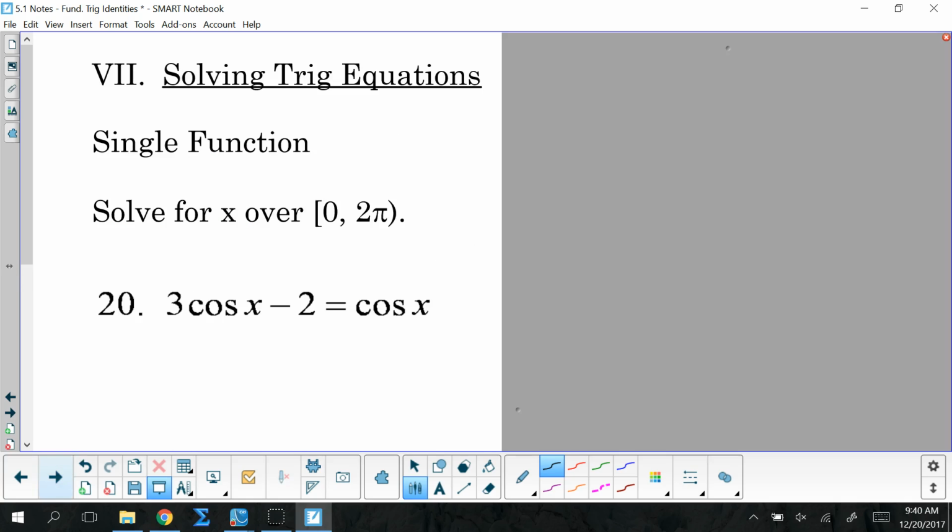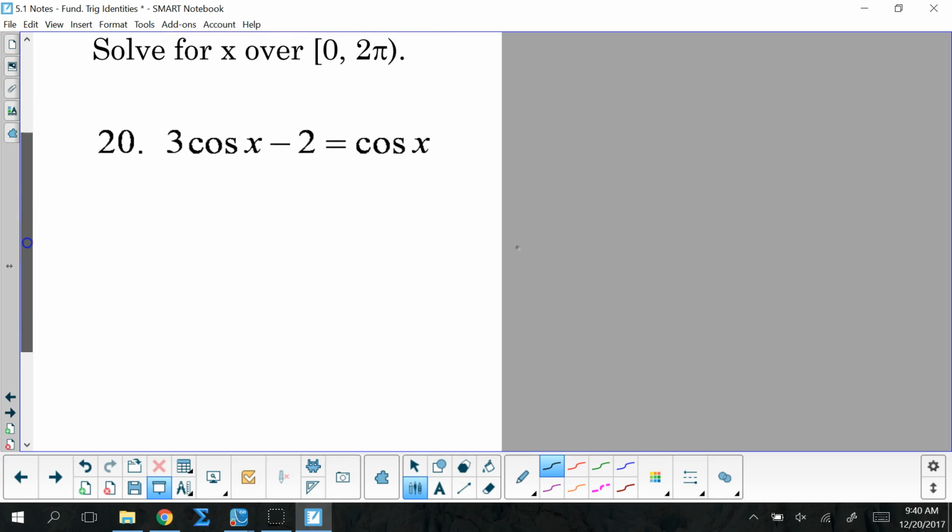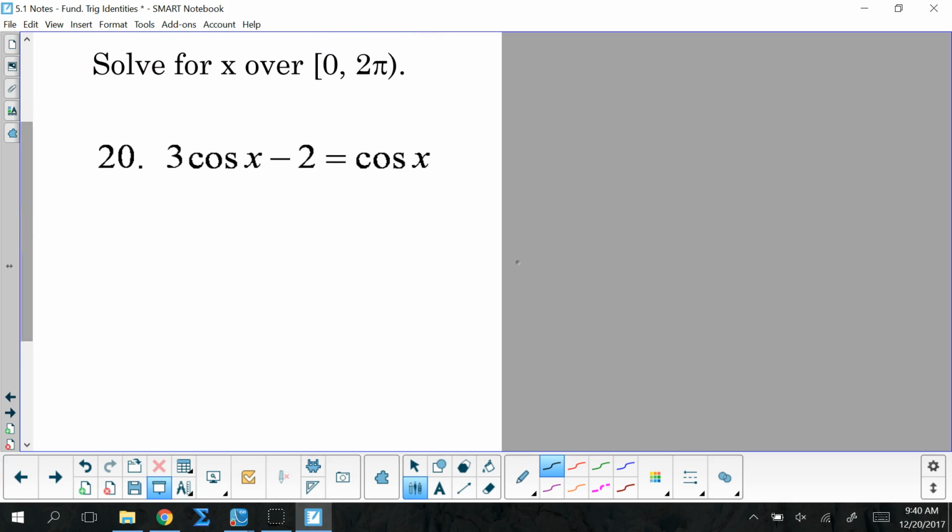So, for instance, let's look at this function. We're going to solve this on our unit circle, so we'll need our unit circle. We're going to solve it over the interval 0 inclusive to 2 pi exclusive, which means 1 full lap around the circle. So, what would you do first if it was 3x minus 2 equals x?